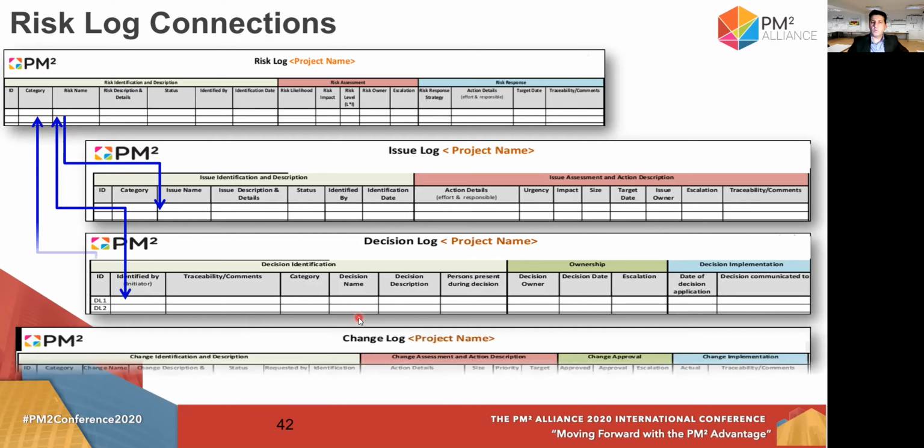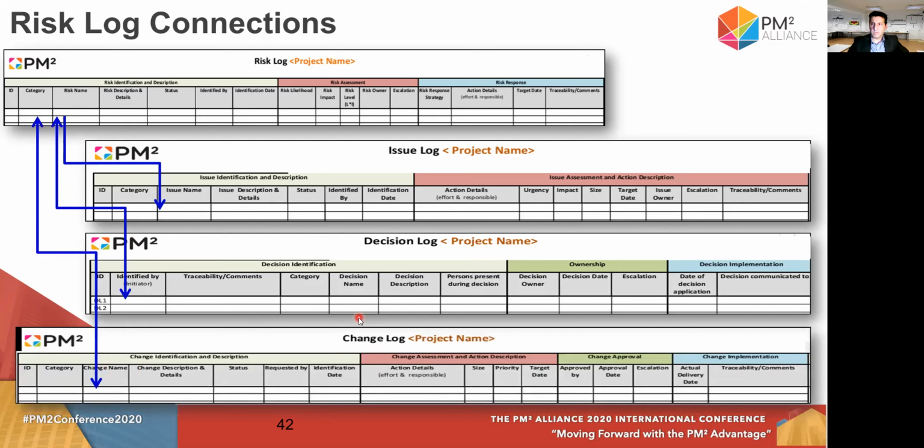The same with the changes. Maybe a risk will create a change request and a change, or a change request that is about to become true might create a couple of risks. And of course, all the other logs are connected to each other. But you can see here that the risk log is, of course, connected to the other three logs.